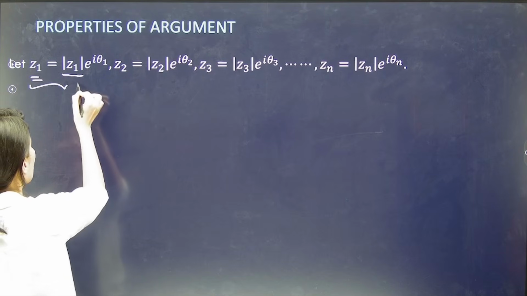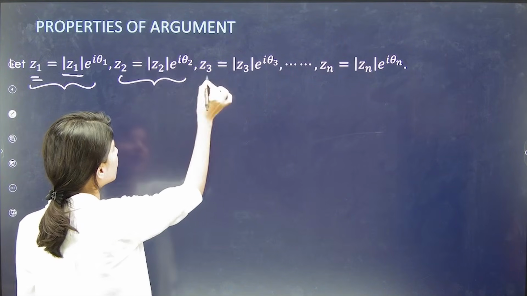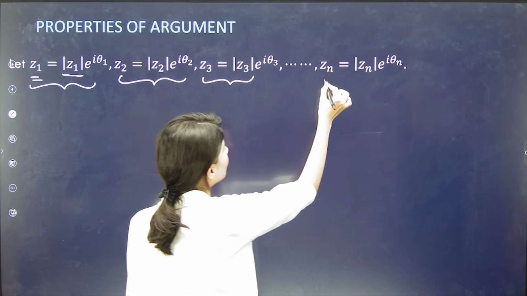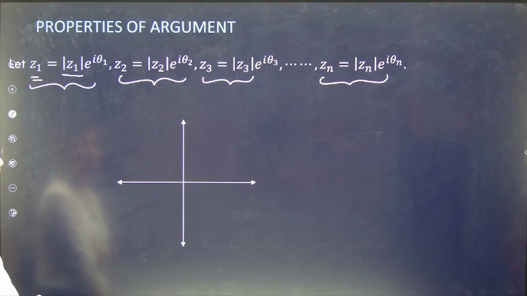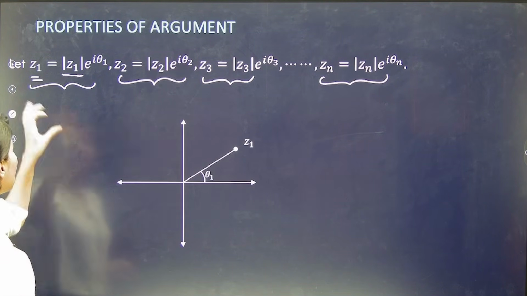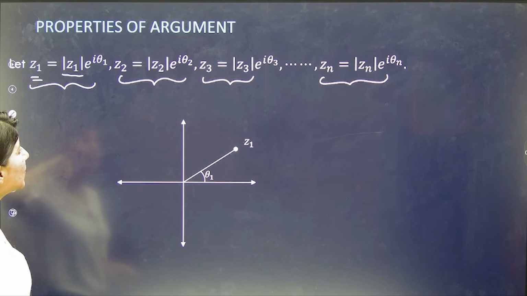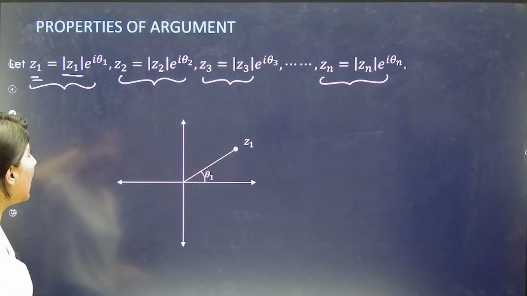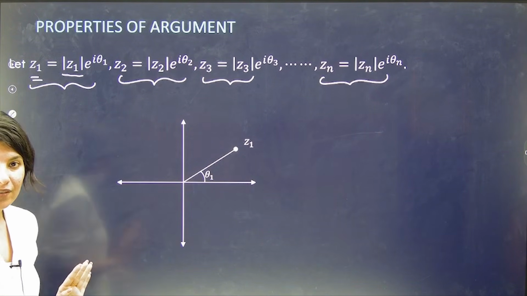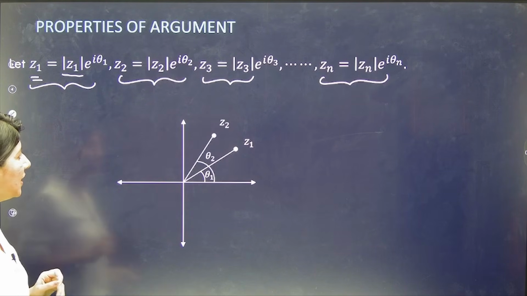So this is the Euler's form of Z1. Euler's form of Z2 is what? This is Euler's form of Z3, Euler's form of Zn. Okay, so one by one we will tackle all the properties. If I pick any complex number, mod Z1 is the length from the origin, and theta 1 is the argument. Similarly, theta 2 and theta 3 are arguments of multiple complex numbers.